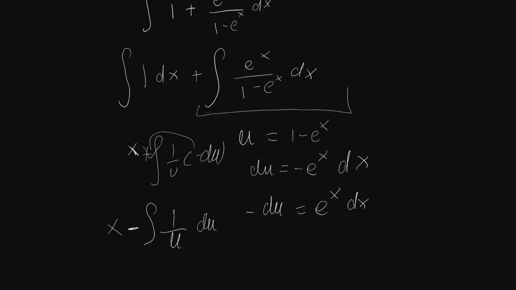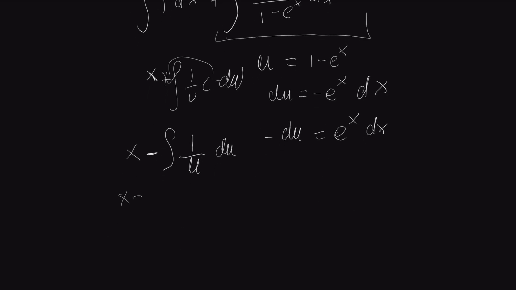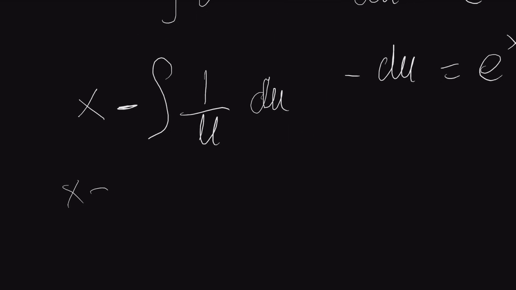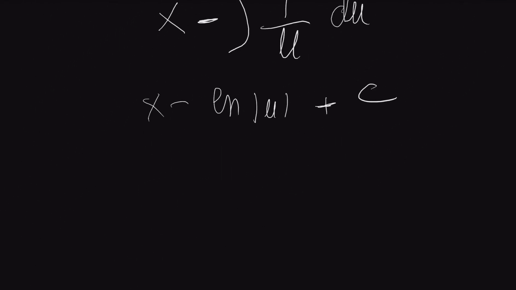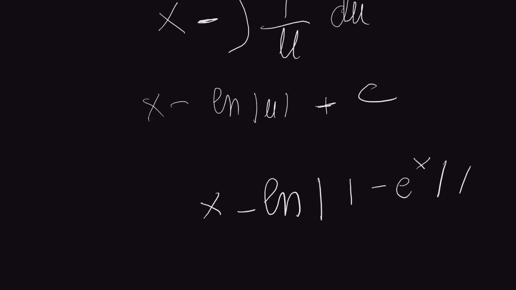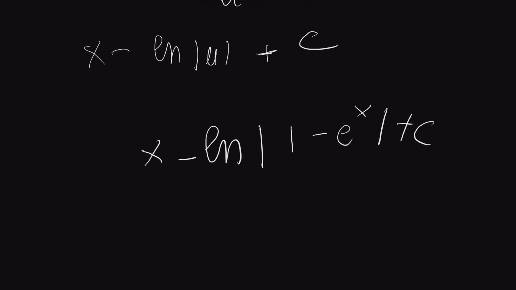So we're simply going to end up with x minus the natural log of the absolute value of u plus c. And in our case, remember u is just 1 minus e to the x. So we end up with x minus the natural log of the absolute value of 1 minus e to the x plus c. And this right here is the final answer to our problem.